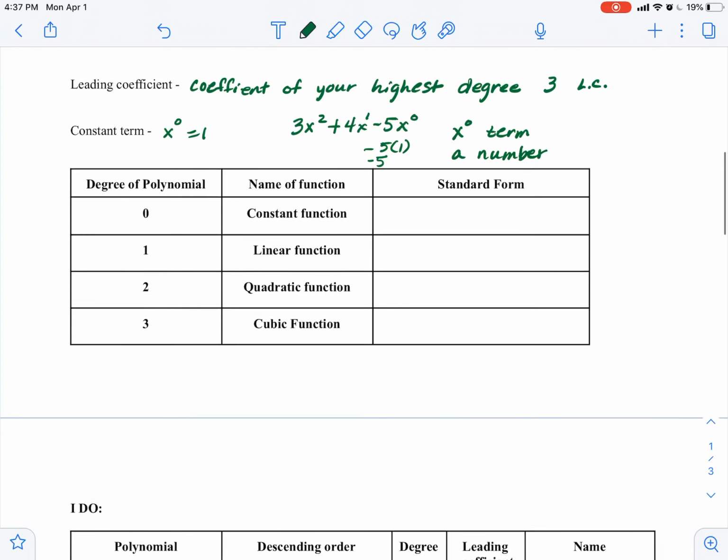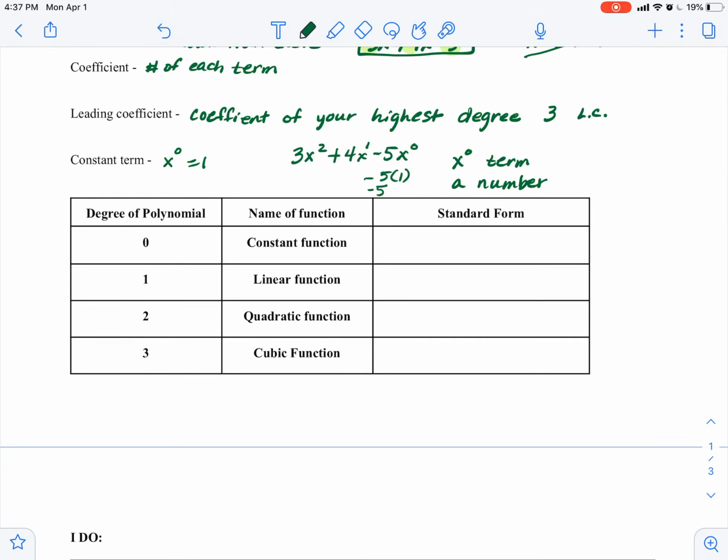And again, you do need to know these names. So again, if it has a degree 0, that is considered a constant function. An example of that would be if I had just f of x equals, let's say, 3, or y equals 3. That would be considered a constant function. That would be typically horizontal, or it could be our vertical. Okay, although our vertical is not a function. Okay, but you would still see it in that form.